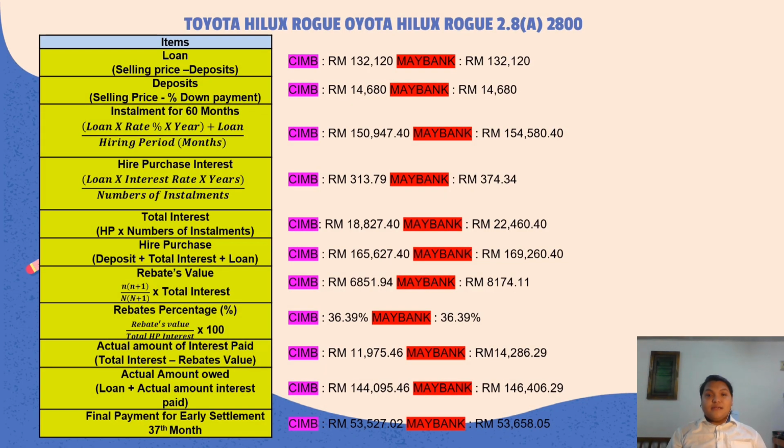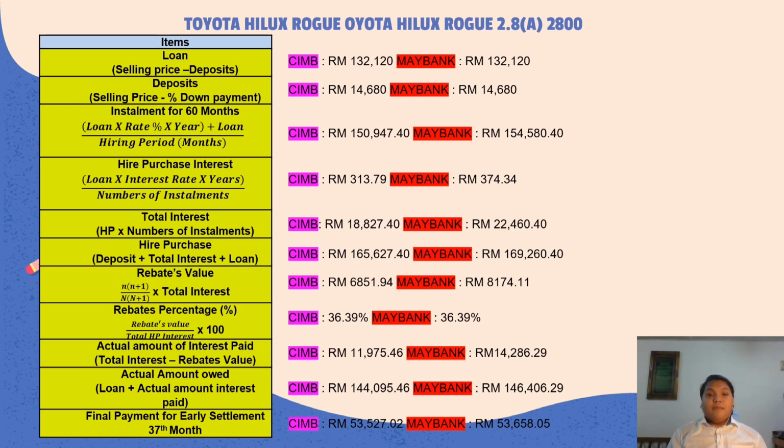So this is the financial institution comparison for the Toyota Hilux. Loan is selling price minus deposit. CIMB bank is getting the same as Maybank, which is 132,120 ringgit. For deposit, selling price minus down payment, CIMB bank is getting the same amount as Maybank, which is 14,680 ringgit.